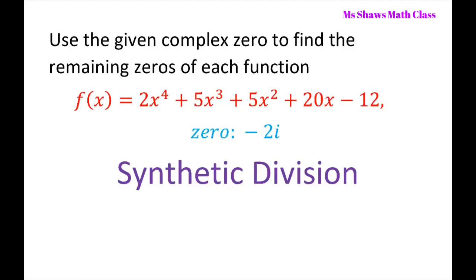Hi everyone, we're going to use the given complex zero, which is negative 2i, to find the remaining zeros of this one function. And we're using synthetic division. If our zero is negative 2i, its conjugate is positive 2i. So we're going to use both of these. So we just found another zero, so we need to find two more. We have a degree of 4 here, so we should have 4 zeros.